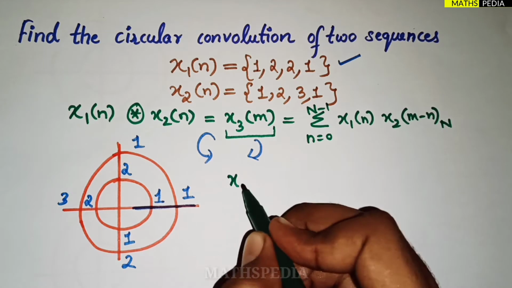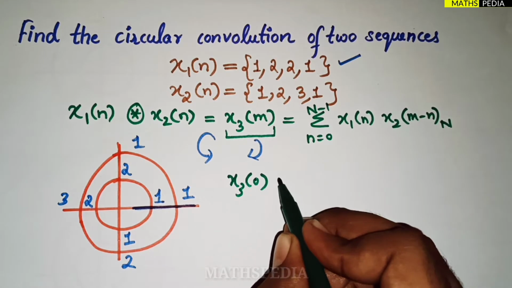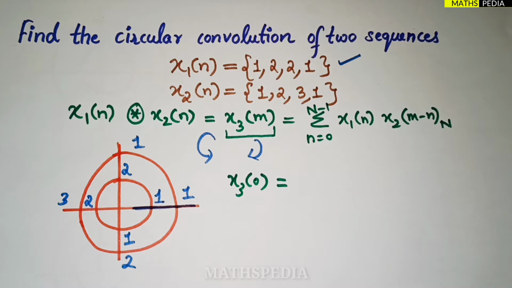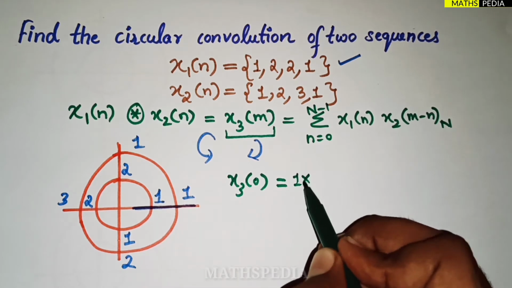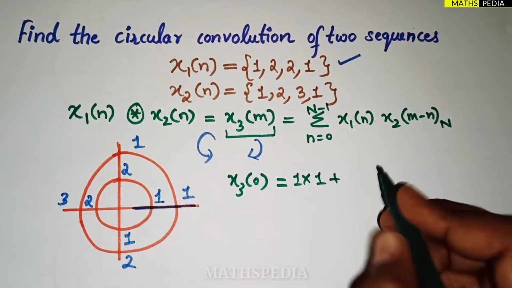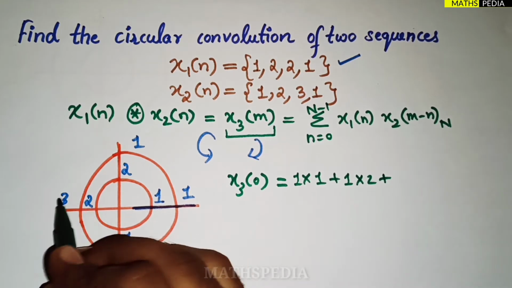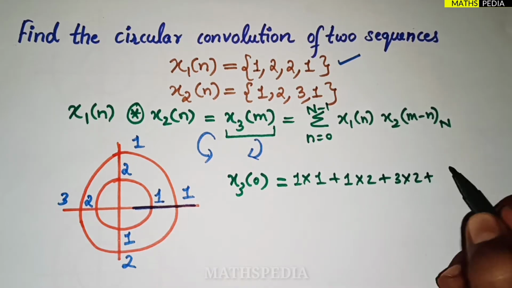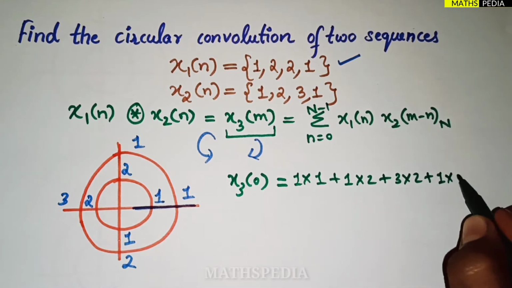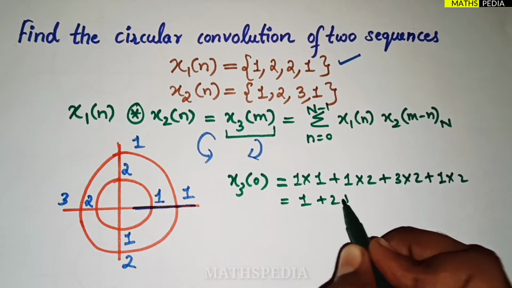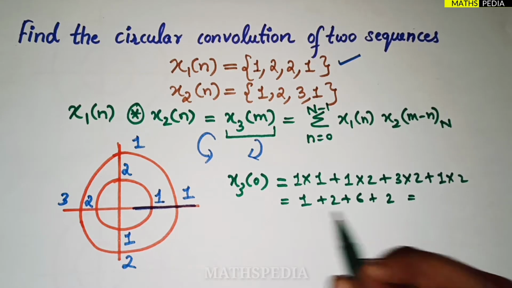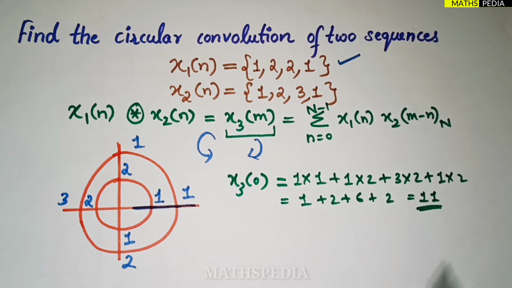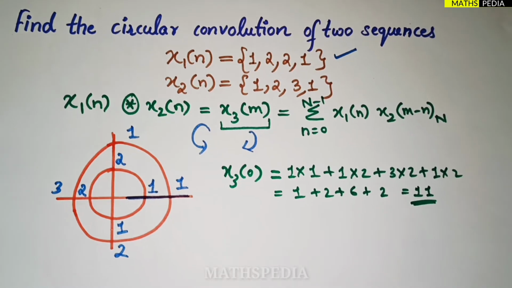Now I can find x3 of 0. How will you find it? No need to use the formula, you can find it directly. You just have to multiply: 1 into 1, 1 into 1, plus 1 into 2, plus 2 into 3, plus 1 into 2, plus 1 into 2. So how much is it? 1 plus 2 plus 6 plus 2, which is 11. So I got the first value, x3 of 0.